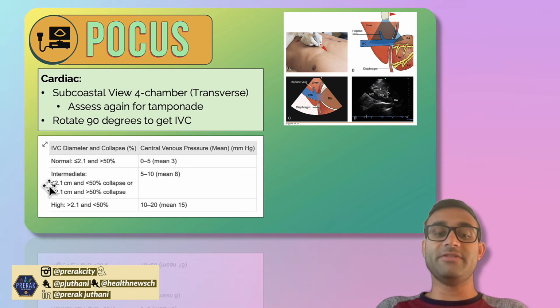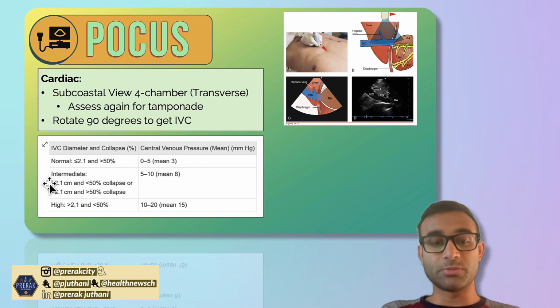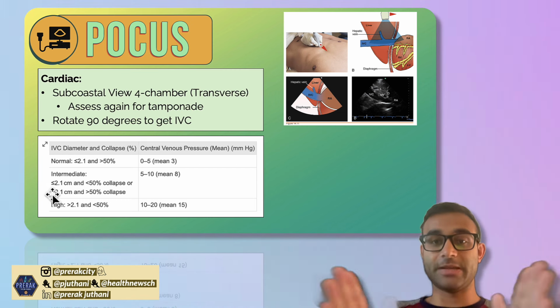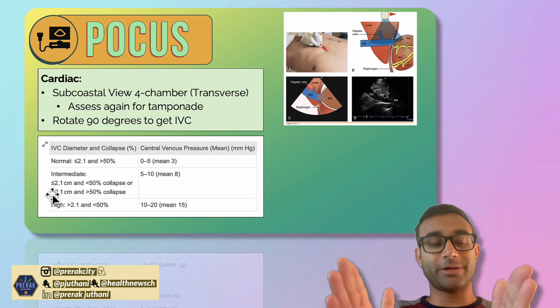But let's say their IVC is super small, but it's not collapsing. Let's say their IVC is less than 2.1 centimeters and it's not collapsing, or it's more than 2.1 centimeters, but it is collapsing. And what I mean by collapse is usually when someone takes a deep breath in, the IVC should shrink about 50%.